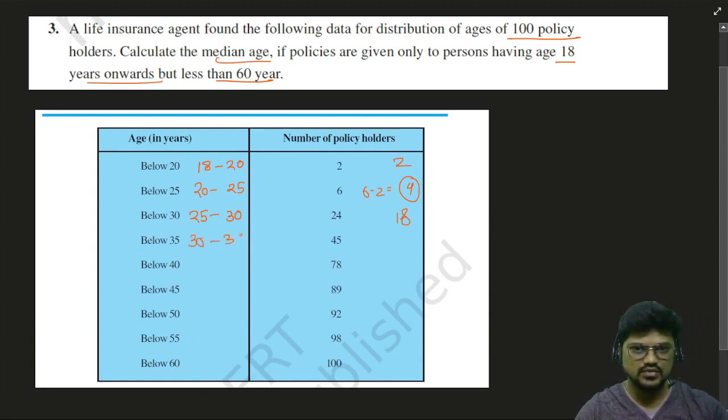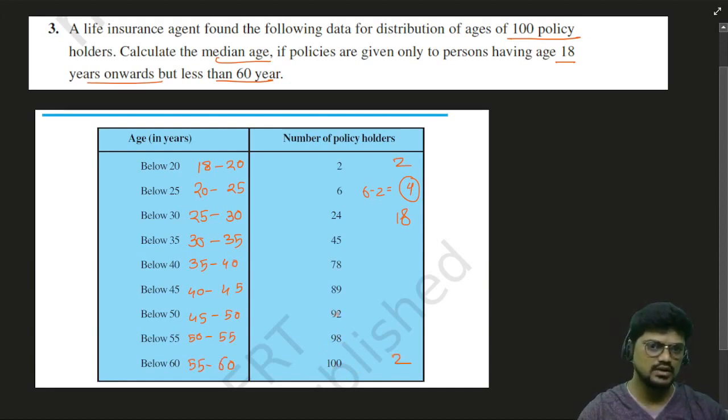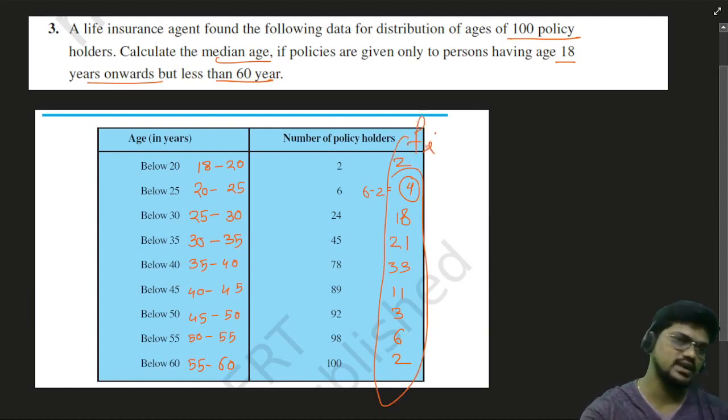So that is 30 to 35, 35 to 40, 40 to 45, 45 to 50, 50 to 55, and 55 to 60. And over here also you will subtract: 100 minus 98, that is 2. 98 minus 92, that is 6. 92 minus 89, that is 3. 89 minus 78, 11. Then 8 minus 5, 3. 7 minus 4, 3. After that, 5 minus 4, 1. 4 minus 2, 2. So these are the actual frequencies, the frequencies which we usually write.